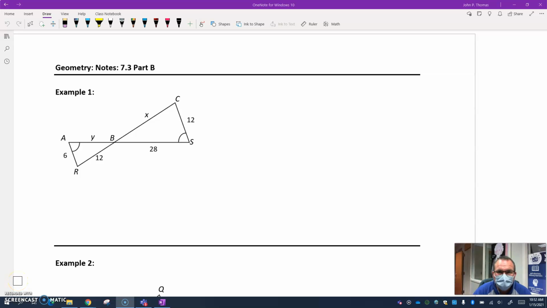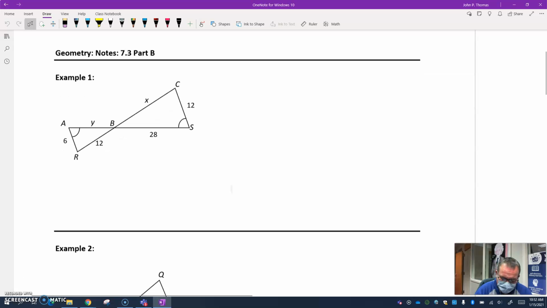Okay, so we're going to get started here with the section 7.3 part B notes. And today we're going to really extend what we did yesterday and continue with similar triangles. Now, the biggest thing about today is the triangles are going to be a little mixed up and twisted inside each other. So we're really going to have to be sure that we start drawing these out as two separate triangles. And a lot of times we'll even try and orient them so they're oriented the same way.